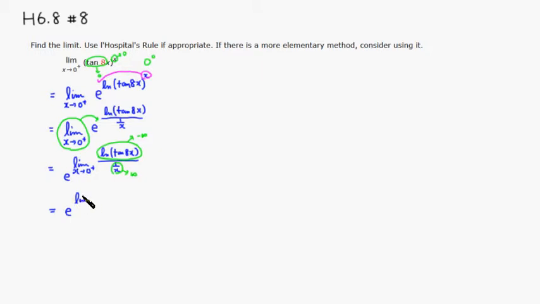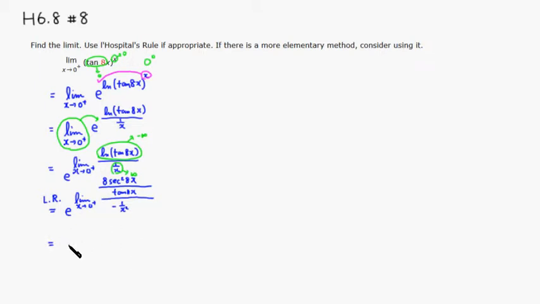So we have e to the limit as x approaches 0 from the right. Applying L'Hopital's rule here, we take the derivative of the top, with tangent of 8x on the bottom. On top, the derivative is secant squared of 8x times 8. And the derivative of 1 over x is negative 1 over x squared. So let's clean it up a little bit.